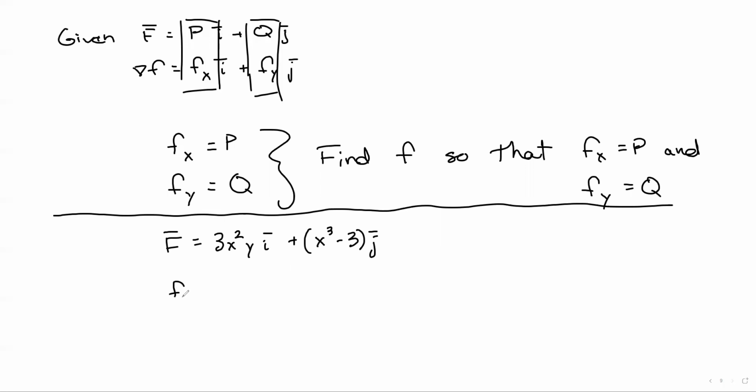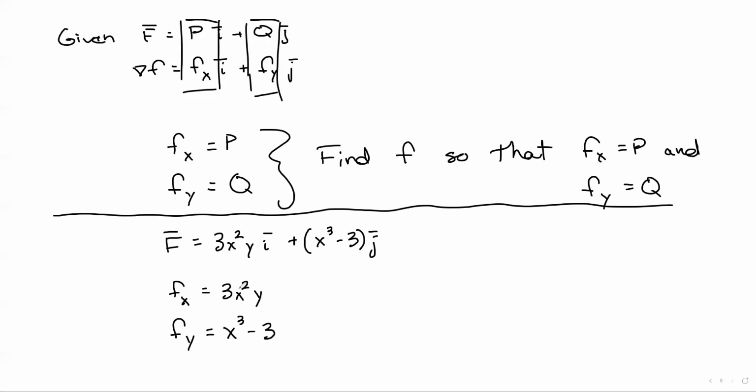All right, well, we take that lowercase f and we say the partial with respect to x equals P, which is the thing that's multiplied by i, and the partial with respect to y equals Q, which is the thing that's multiplied by j. So we want to go through and find the f that makes this true. How can you do that? Well, we can get at the lowercase f here by getting rid of the partial. What this says is that we took a function and we differentiated with respect to x and got this.